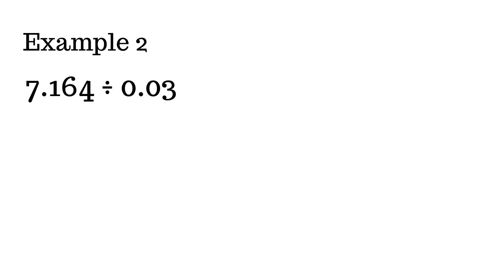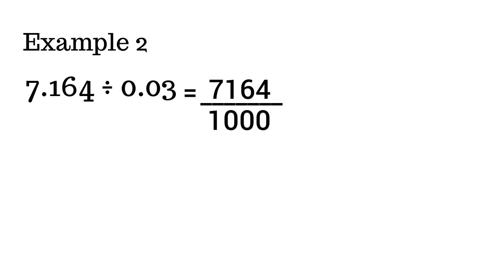Example 2. 7.164 divided by 0.03. This can be written as 7164 over 1000. Why is it over 1000? Because 7.164 has 3 decimal places. So the number below will have 3 zeros. So 7,164 over 1,000 divided by 3 over 100. Because 0.03 has 2 decimal places, the number below will have 2 zeros. Right?